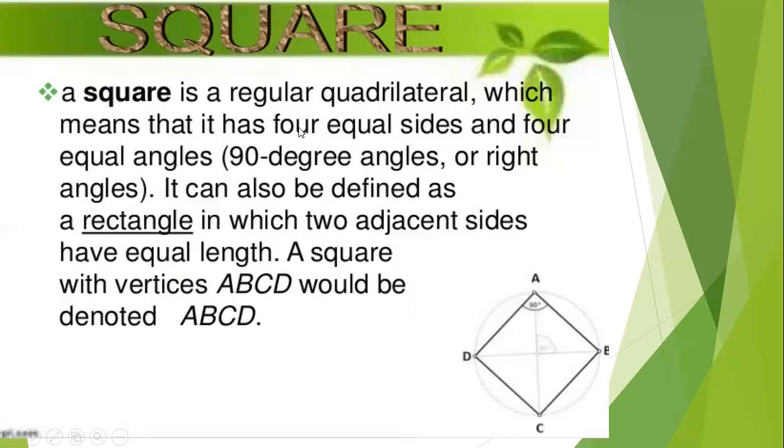A square is a figure which has all sides equal and all angles equal, meaning that it forms right angles everywhere. It has an angle of 90 degrees at all the corners.